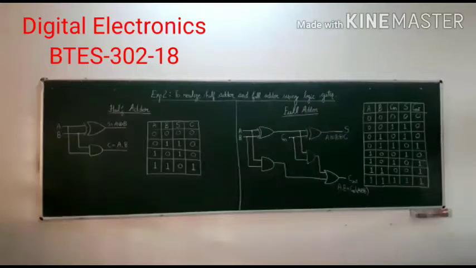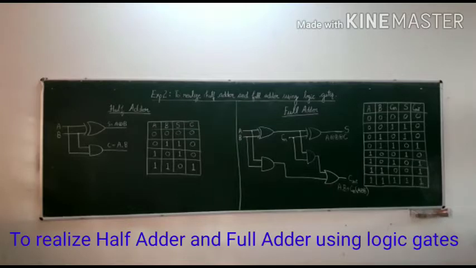So students, today we will start the second practical of digital electronics lab. The second experiment is to realize the half adder and full adder using logical gates. This practical is divided into two parts, half adder and full adder. The half adder and full adder perform addition operations, and this addition operation is different from the mathematical additions.